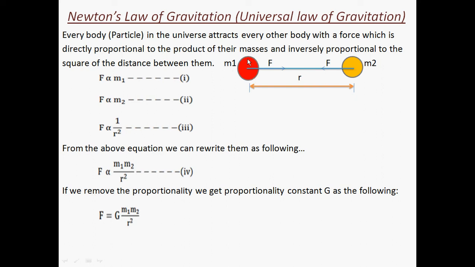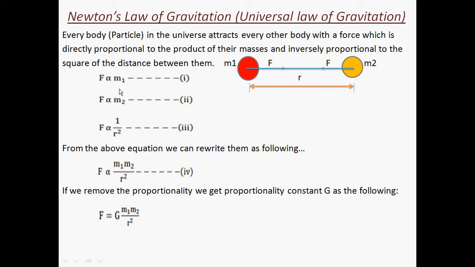Suppose we consider this red body and an orange body. They have a mass m1 and a mass m2. They are applying an attractive force on each other. The m1 body is applying a force F and the m2 body is applying the same force F, because they have a force of attraction between each other according to Newton. They are separated by a distance r.